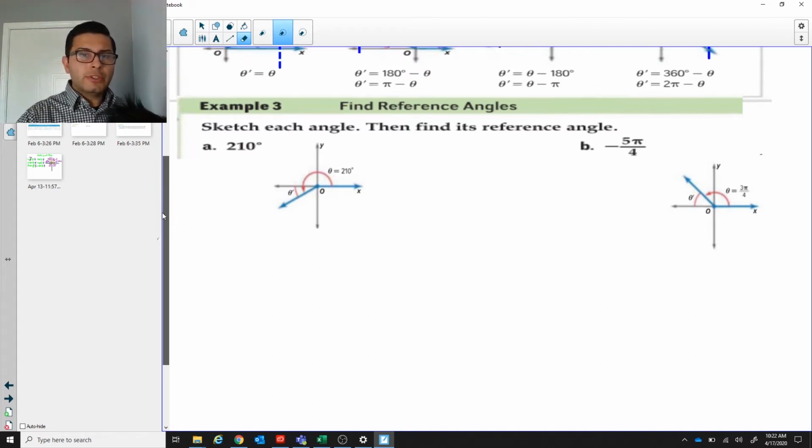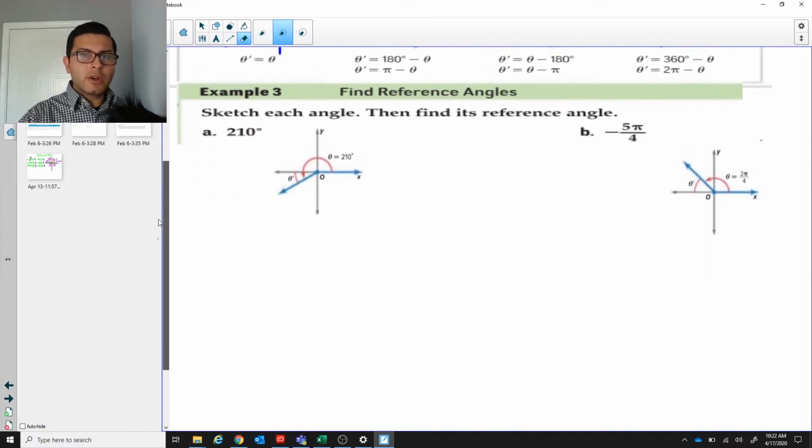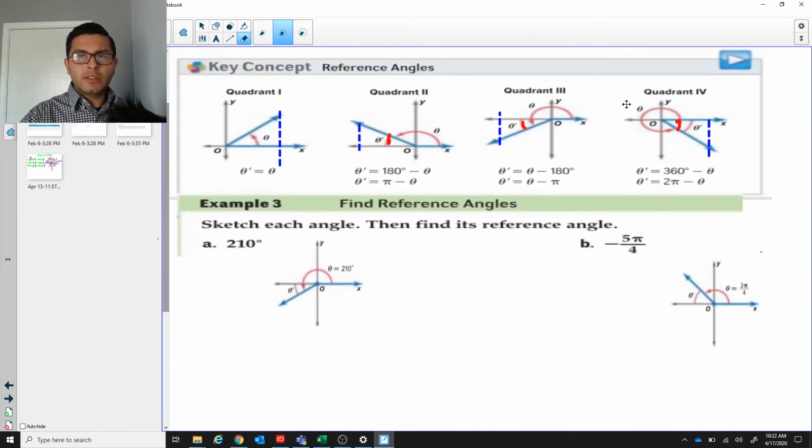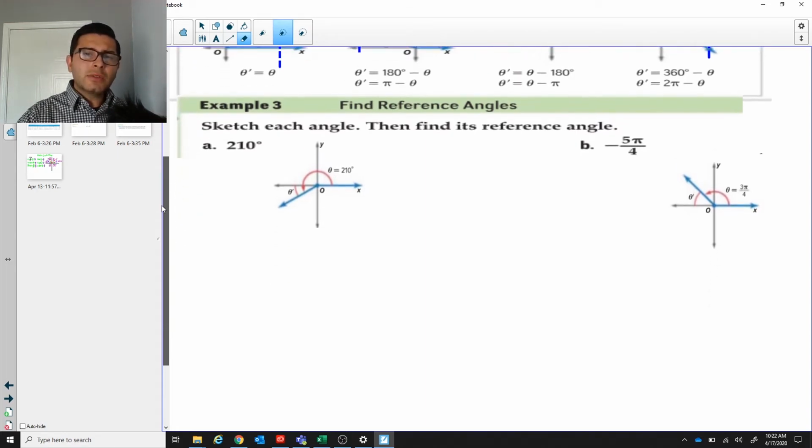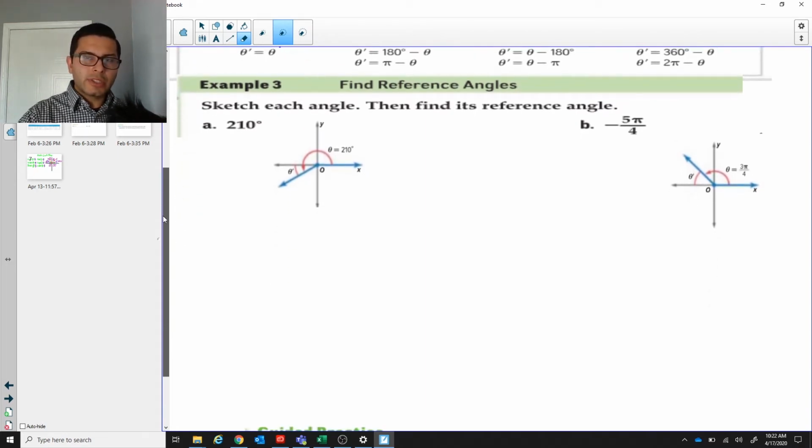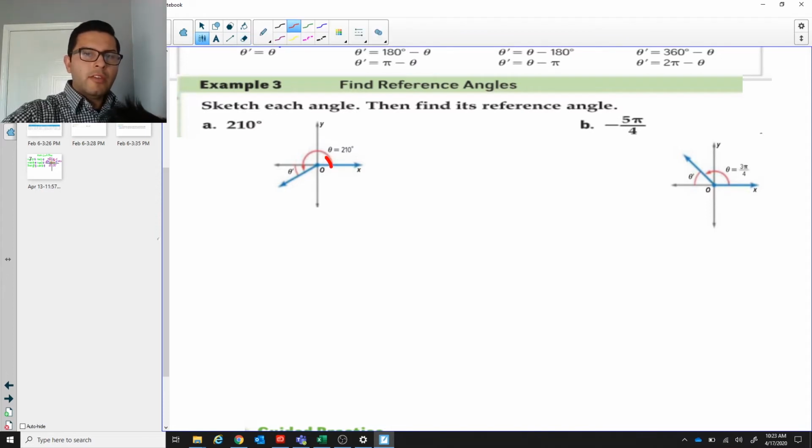Now, one thing that we could do is realize that it is in quadrant 3, go up to our chart, look at quadrant 3, and then apply the formula. But I like to understand what is actually happening with it. So if I have my full angle here, what can I erase to leave behind only my reference angle? Well, if I erase half of the circle, or 180 degrees, then that will leave me with whatever my reference angle is. So let's just do that.